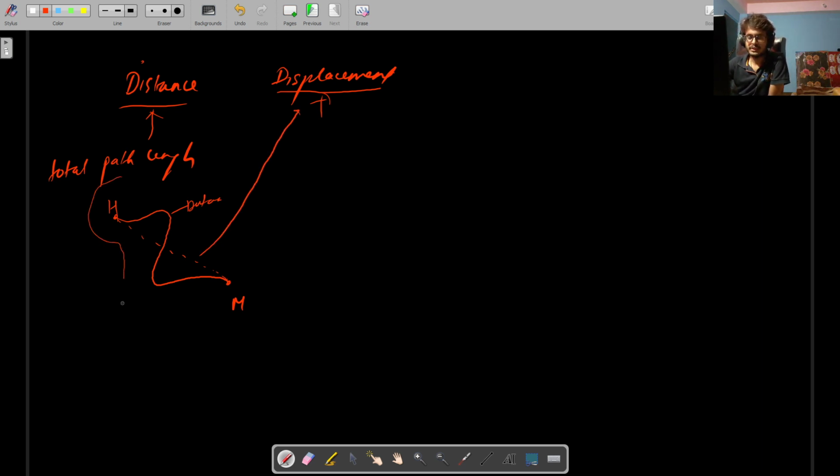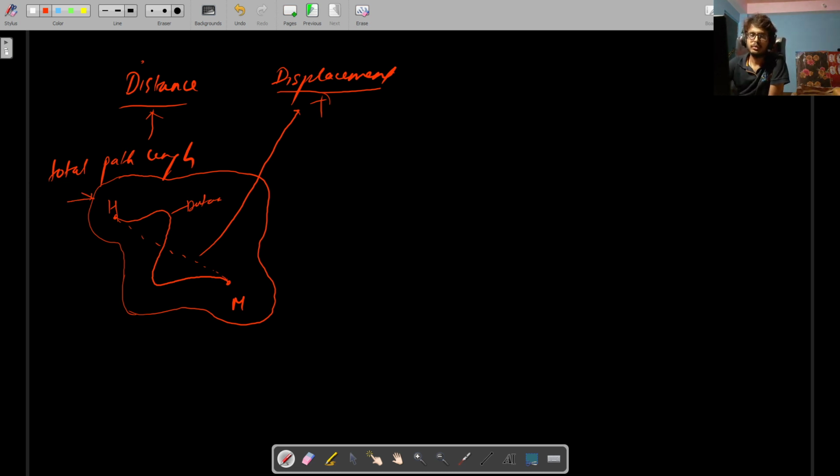So this is the basic difference that you should know. The book will expect you to know this. That distance is actually the total path length. It'll include all the curves, all the ascents, all the descents, whatever you do, right? It doesn't matter. So you have to consider everything. And displacement is nothing but the shortest distance, the straight line between the 2 points. So this is what the book wants you to know.